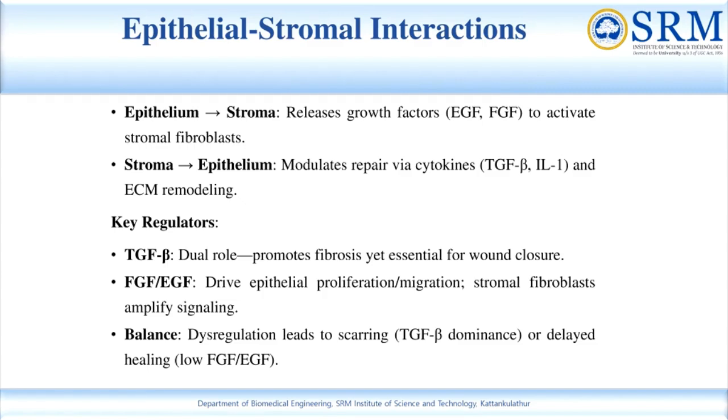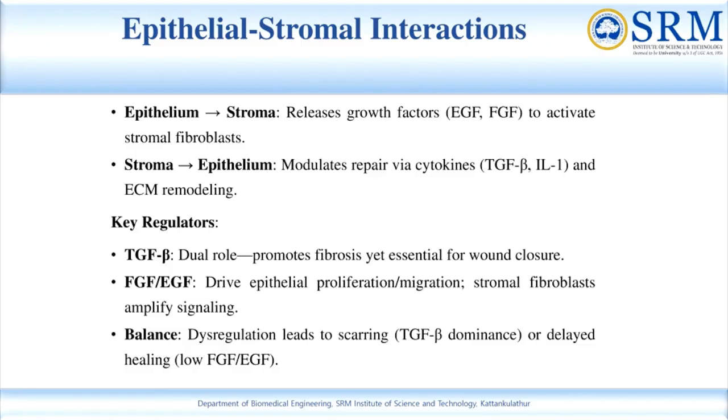The TGF beta promotes keratinocyte migration and wound contraction, while the interleukin 1 helps to amplify the inflammation and recruit the immune cells. Concurrently, the fibroblasts remodel ECM via the matrix metalloprotease, and this will release the bound growth factors that sustain the epithelial repair. So this is how the epithelial stromal interactions are working.